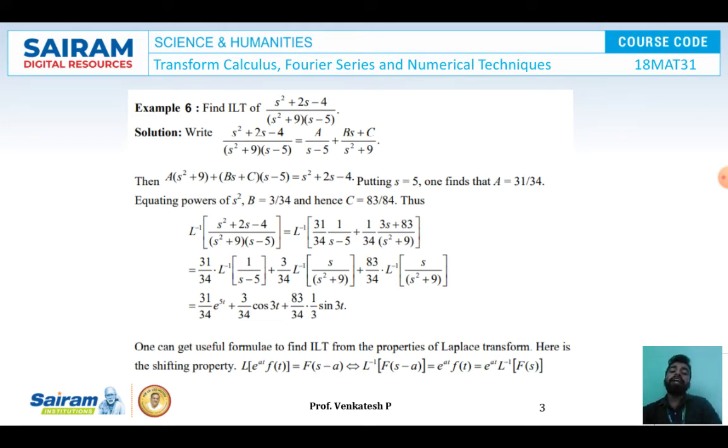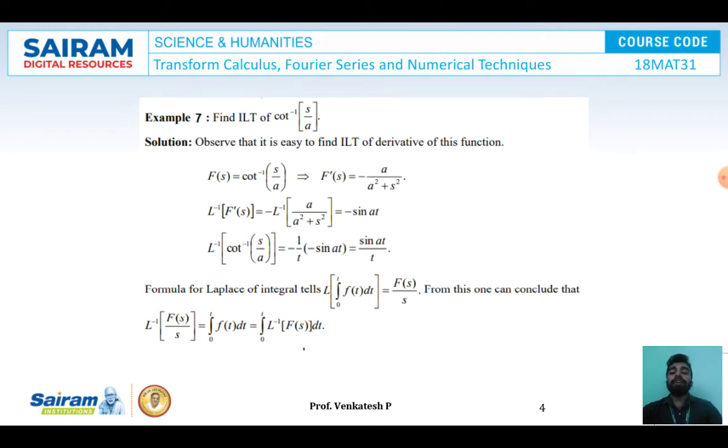We got 31/34 times the Laplace inverse of 1/(s − 5), plus 3/34 times the Laplace inverse of s/(s² + 9), plus 83/34 times the Laplace inverse of 1/(s² + 9). Now applying the standard formulas of the inverse Laplace transform, we got 31/34 e^(5t) + 3/34 cos 3t + 83/34 · (1/3) sin 3t, which is the required solution.